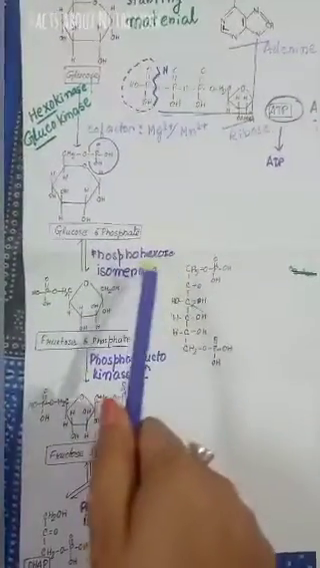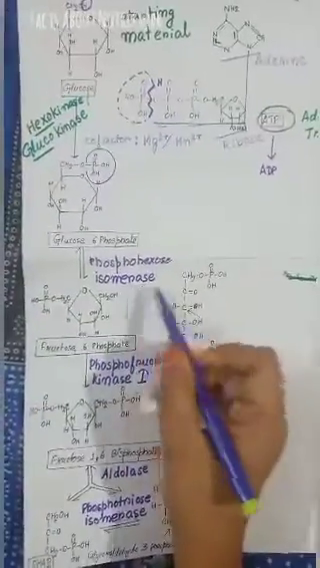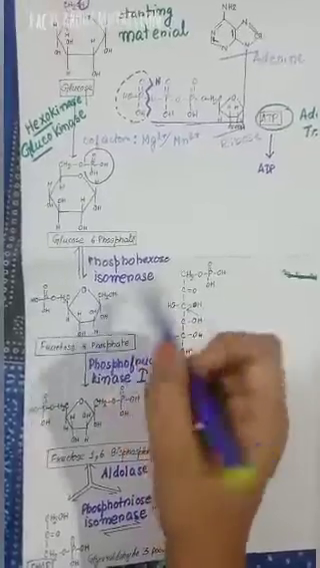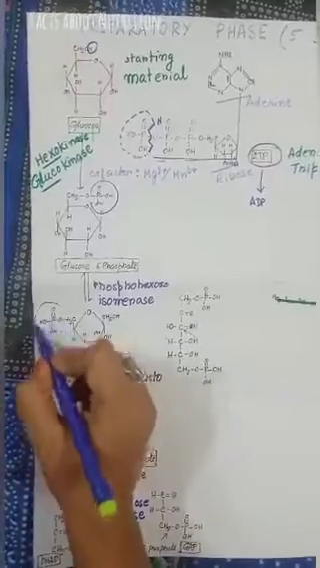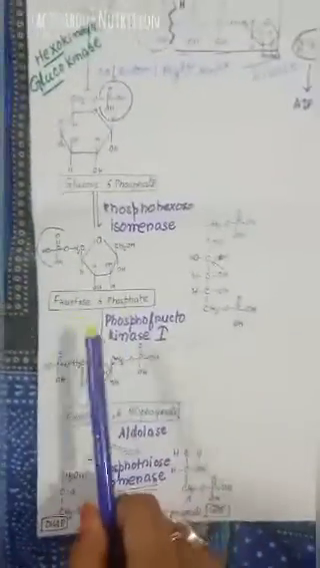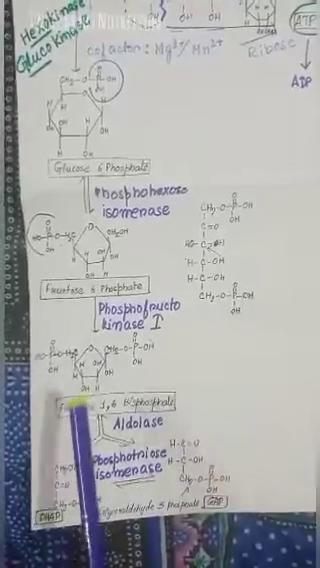Here the enzyme that is required is phosphohexose isomerase. Isomerase enzyme, glucose and fructose are isomers, so it will change. Nothing is there, only as you can see, glucose 6-phosphate will change to fructose 6-phosphate. Here is the 6th position, phosphate is there. Next, fructose 6-phosphate will be converted to fructose 1,6 bisphosphate.